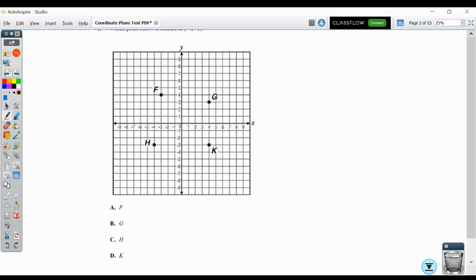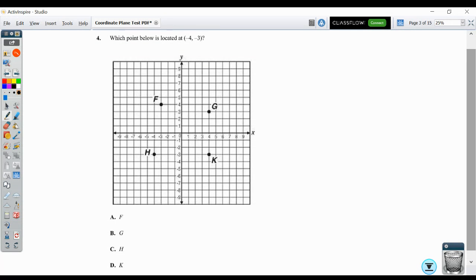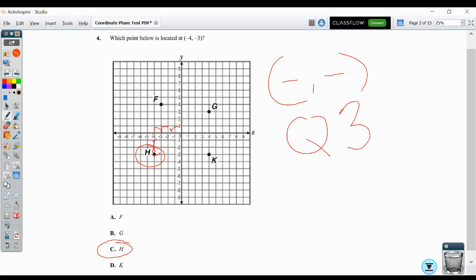Question 4 said, which point below is located at negative 4, negative 3? And so this one also is pretty easy, right? Because negative 4, that's going to be 1, 2, 3, 4. And then negative 3 is going to be 1, 2, 3. So that's clearly going to be H. So the answer is C, H. But we could also say, well, this is negative, negative. And we know from previously on question 1 that negative, negative is in quadrant 3. So the only thing in quadrant 3 is H.